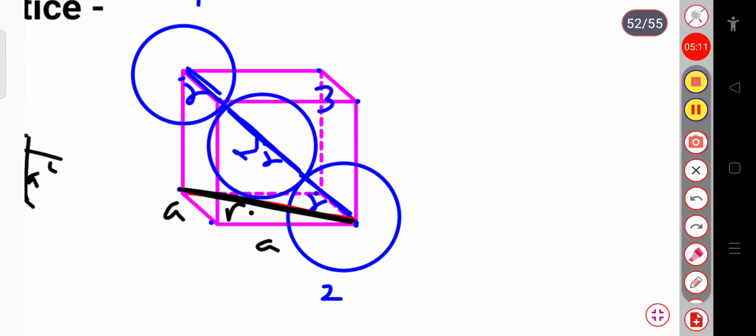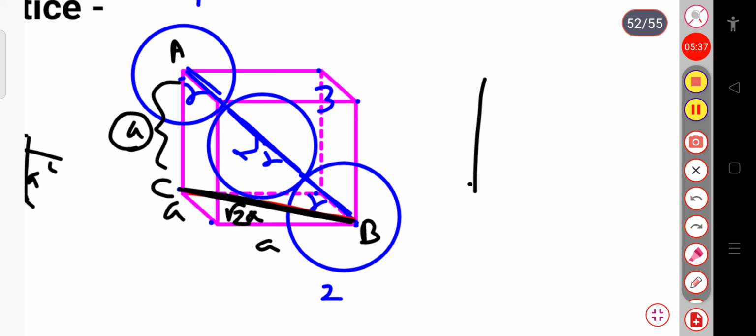Here this is root 2 into a for this diagonal. Now we will calculate for this diagonal. Let me write this as A and this as B. We have to calculate for AB, and this is suppose C. Now the length AC is also equal to a. This length is also equal to a. And this BC side is root 2a.